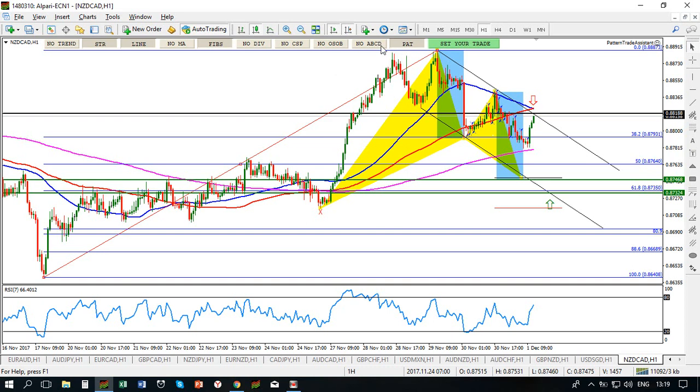See this? With a pattern you don't need that many confluences, but today we have almost everything. We're only looking for a candlestick pattern to appear to get another one, almost at the maximum amount. So it's a very powerful opportunity.